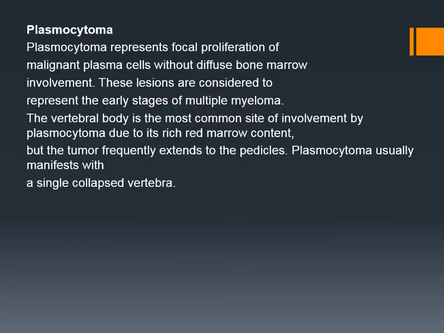Plasmacytoma. Plasmacytoma represents focal proliferation of malignant plasma cells without diffuse bone marrow involvement. These lesions are considered to represent the early stages of multiple myeloma. The vertebral body is the most common site of involvement by the plasmacytoma due to its rich red marrow content, but the tumor frequently extends to the pedicles. Plasmacytoma usually manifests with a single collapsed vertebra.